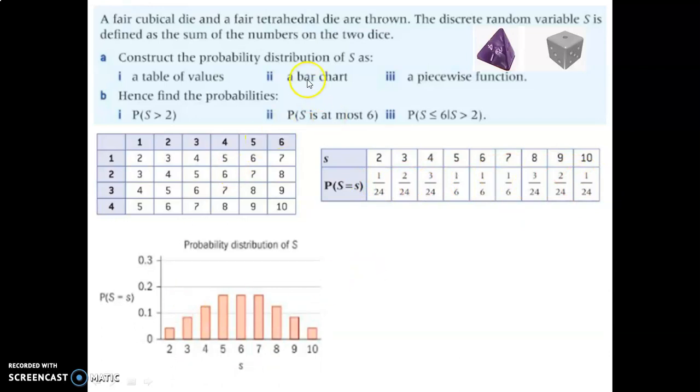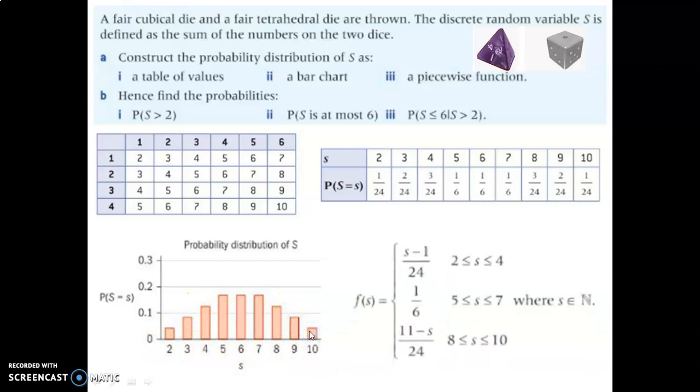Now, it says then make a bar chart, so here's a bar chart for the same information. Here's the rolls of 2 through 10, and here's the probability of each one. And finally, you can also represent that as a piecewise function, and just recapping what we've done already.